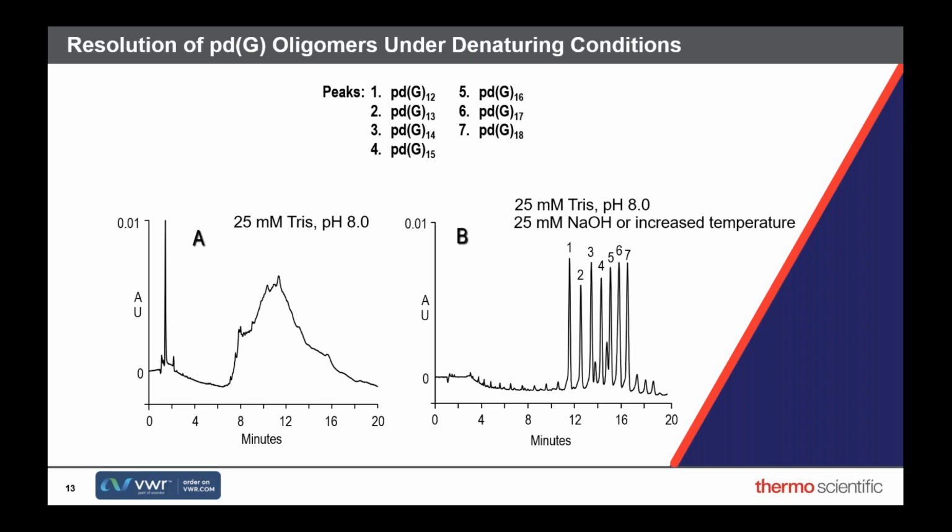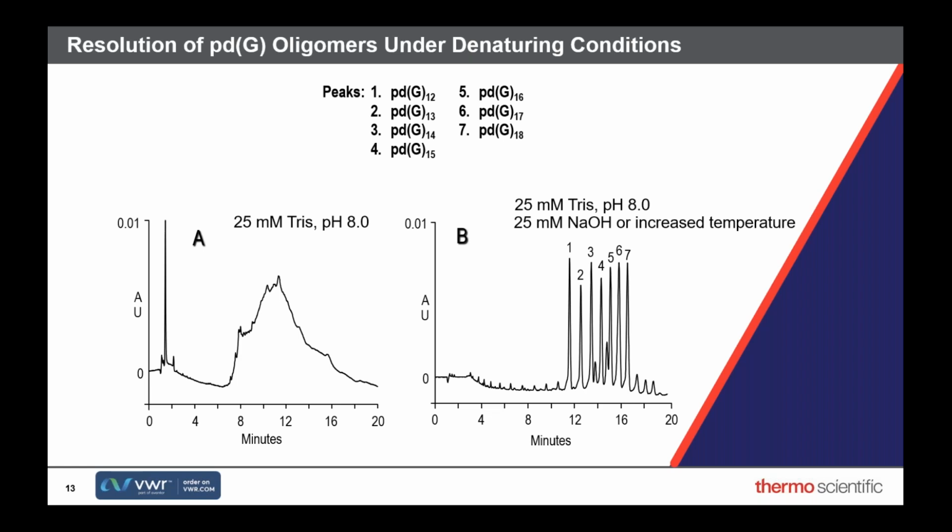If you look at panel A on the left here, it's a mess. Everything's just come out in one big lump. Now, this is exactly the same sample that's been loaded on panel B, and you can affect that separation in two ways. You can increase the pH just by adding a little amount of sodium hydroxide, and that will keep those chains apart and allow the column to do its work.